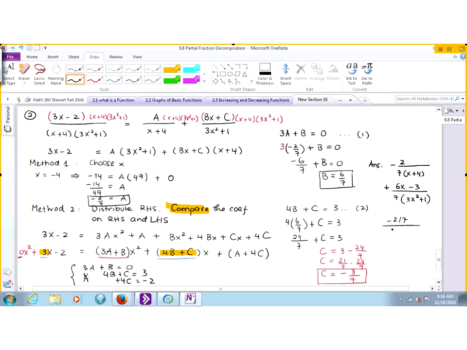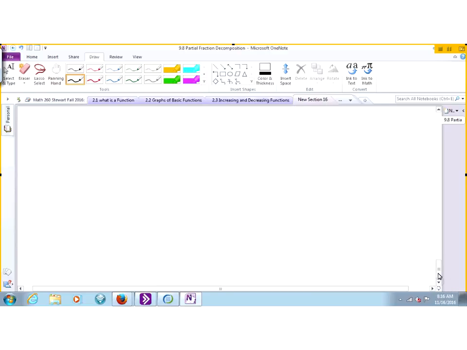Why? Okay, so I could actually write it like this: negative 2 over 7 over x plus 4, right? And also plus 6 over 7x minus 3 over 7 over 3x squared plus 1. But this one is a complex fraction, right? So we should put the 7 on the bottom. So this is a preferable method of writing. Okay, good. Now case 4.